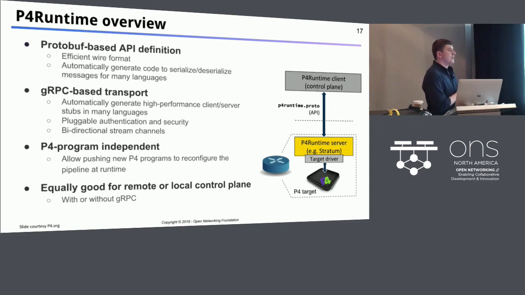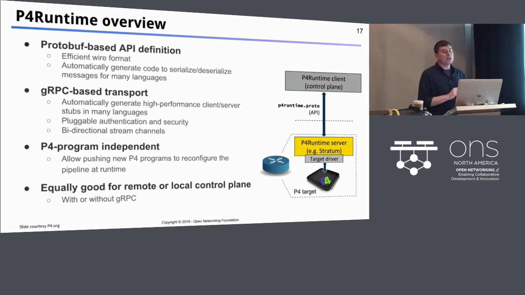Also, it offers a very interesting feature, which is the support for bidirectional stream channels, meaning that even if it's an RPC mechanism where you have a client-server paradigm, you can still have the server send asynchronous messages to the client. And this is very useful, for example, to support things like OpenFlow packet-ins and packet-outs. It is P4 program independent, meaning that you can push a new P4 program to reconfigure the pipeline at runtime without recompiling the switch software stack or the control plane software stack.